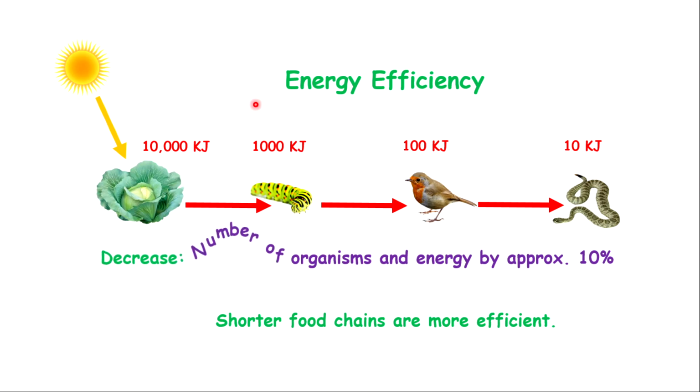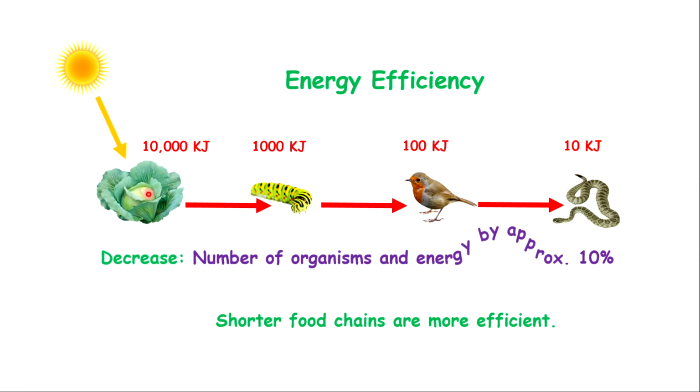Now, energy efficiency of a food chain shows you how efficient the food chain is based on the decrease of energy. Remember we talked about energy decreasing by 10%, so we're emphasizing this point. Energy decreases by 10%. Let's say, for example, the cabbage will produce or supply 10,000 kilojoules of energy, converting the solar energy. Now, only 10% of that energy is being passed on to the caterpillars. What happened to the remaining energy?